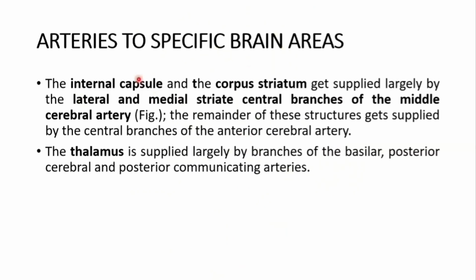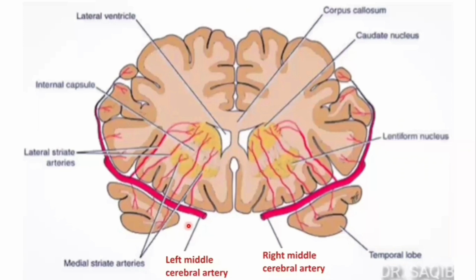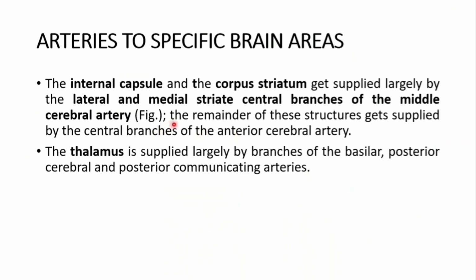The internal capsule and the corpus striatum get supplied largely by the lateral and medial striate central branches of the middle cerebral artery. I showed you already. Here you could see this is the left middle cerebral and this is the right middle cerebral. And you could see lentiform nucleus, internal capsule, the caudate nucleus. This is the corpus callosum. And the remainder of these structures get supplied by the central branches of the anterior cerebral artery.